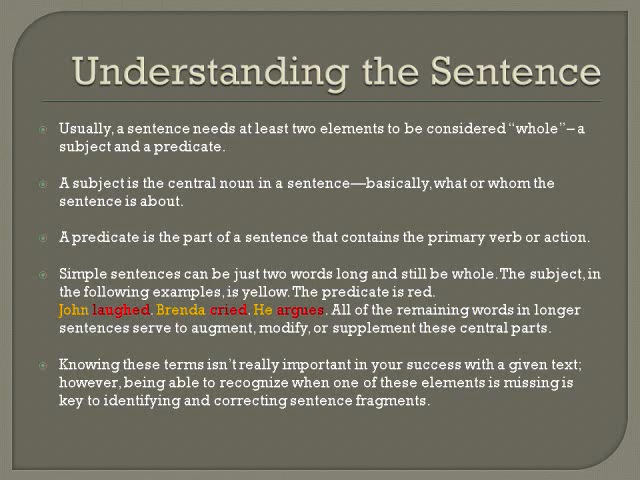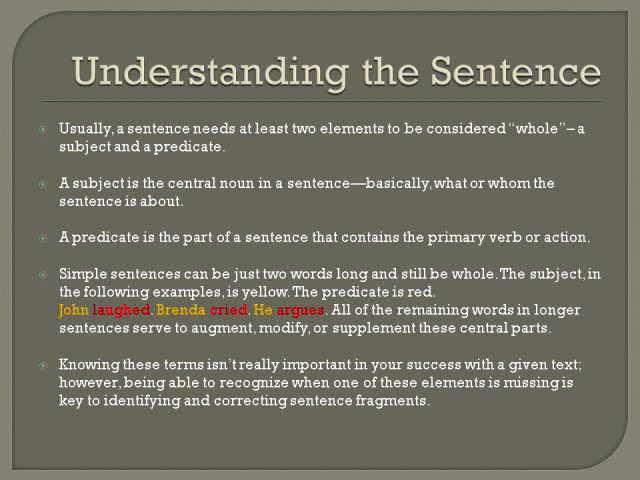Simple sentences can be just two words long, honestly. In the following examples on the screen, the subject is highlighted in yellow, and the predicate is red. So sentences like John laughed, or Brenda cried, he argues. All of those sentences, though very short and very simple, are whole sentences because they contain a subject and a predicate. They contain something that the sentence is about, and also a primary action, something happening in the sentence.